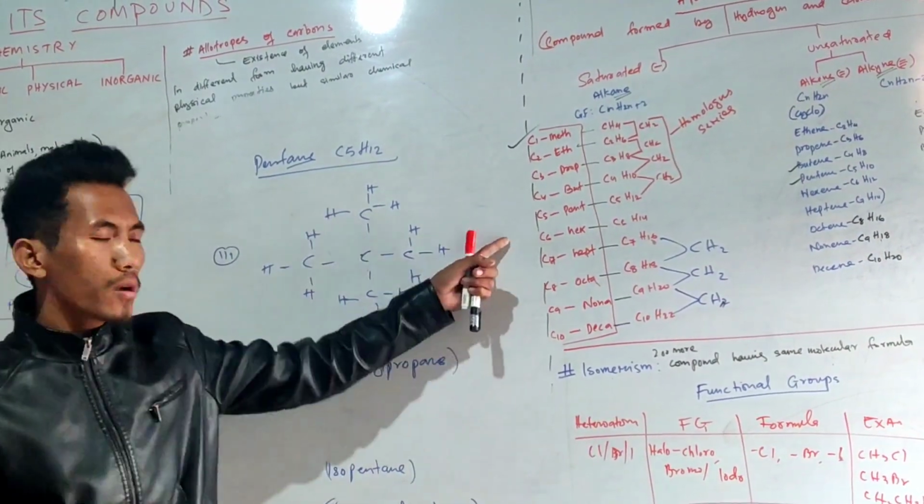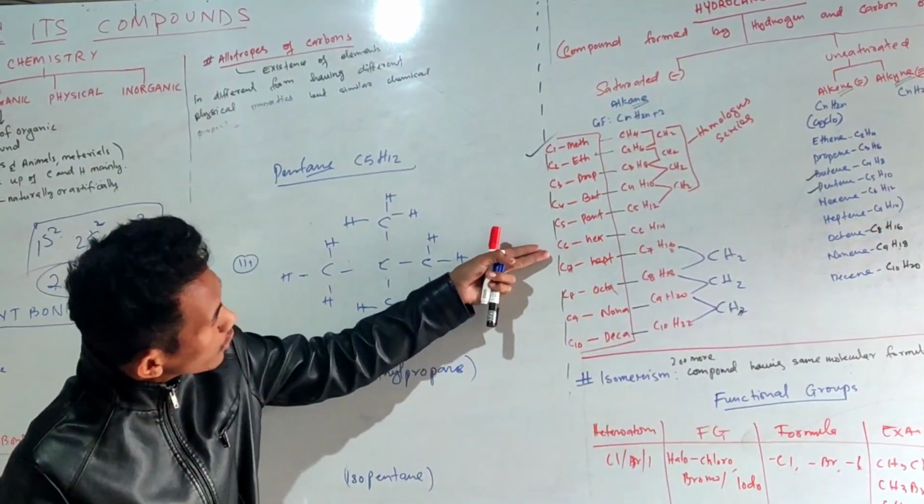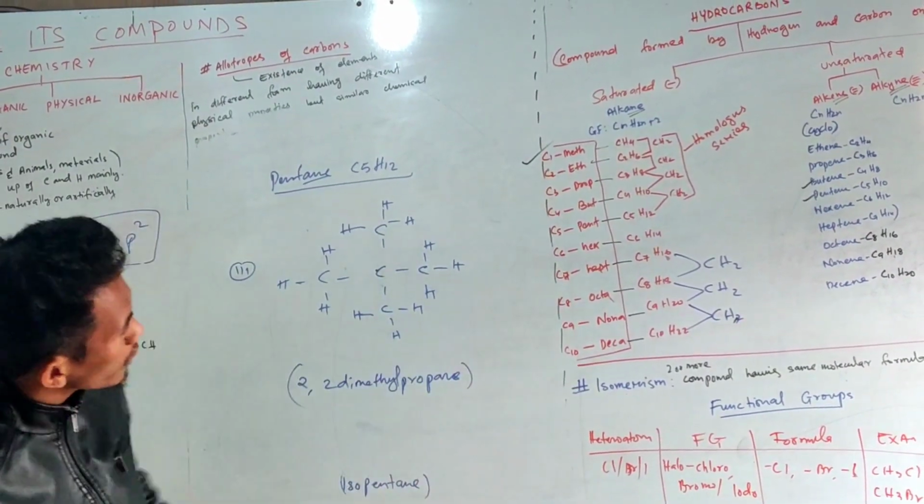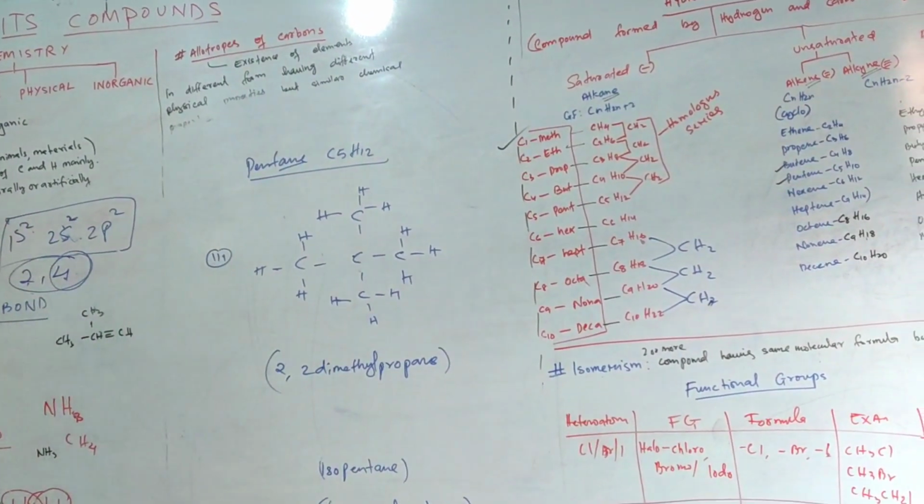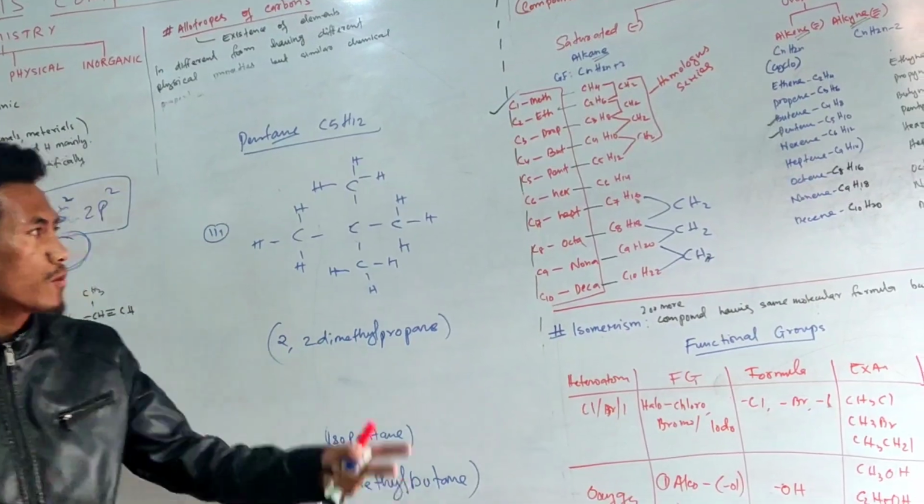Okay, the other ones, C6, C7, C8, C9, C10, will be your home assignment. You can practice at home. How many possible isomers are there?